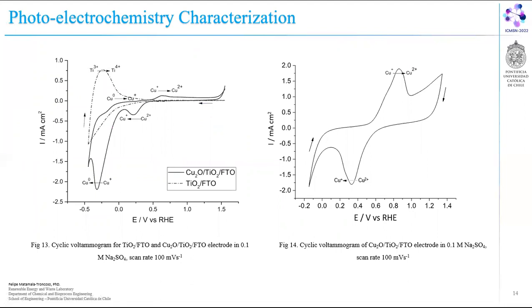Then the electrochemical behavior of the electrode was characterized using a cyclic potentiodynamic profile, where it's possible to see the difference of titanium dioxide here and how this is modified in the presence of cuprite. There is the cyclic voltammogram from the electrode with cuprite presence.